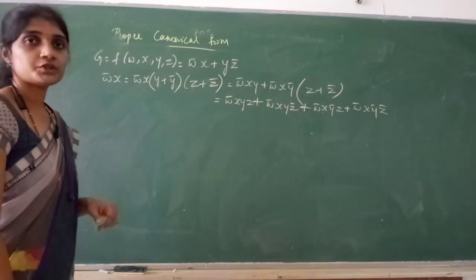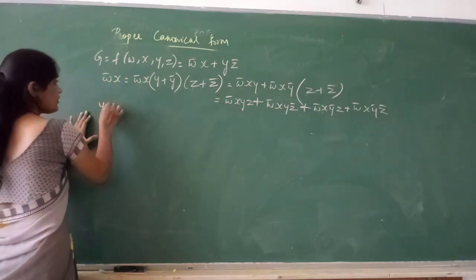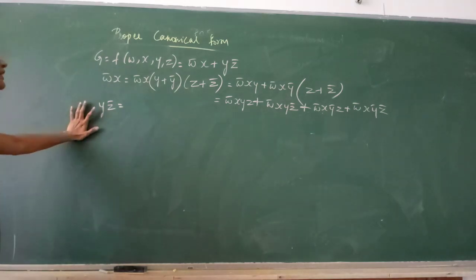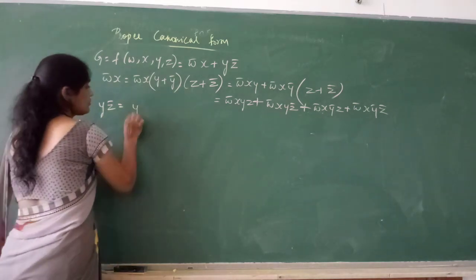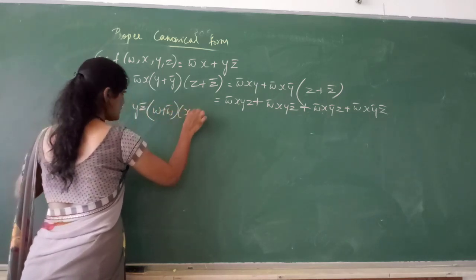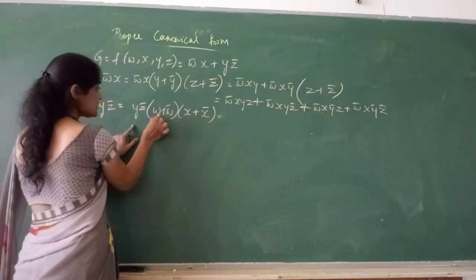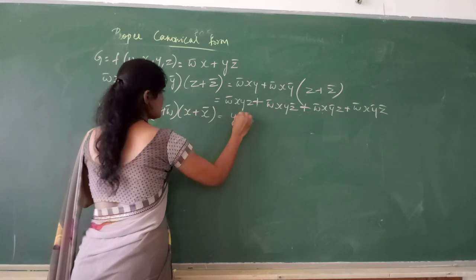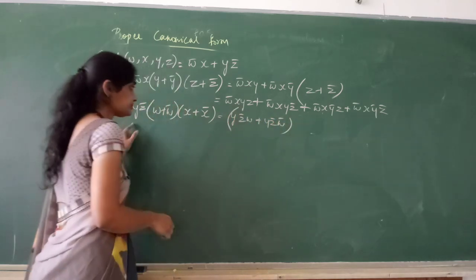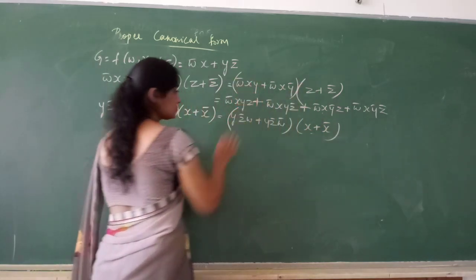Okay, so this is how we write the canonical form for the first term. For the second term, y z bar, which two variables are missing here? X and w. So y z bar times (w plus w bar) and (x plus x bar). Now multiply these two. First I will multiply this with this: y z bar w plus y z bar w bar, into x plus x bar.